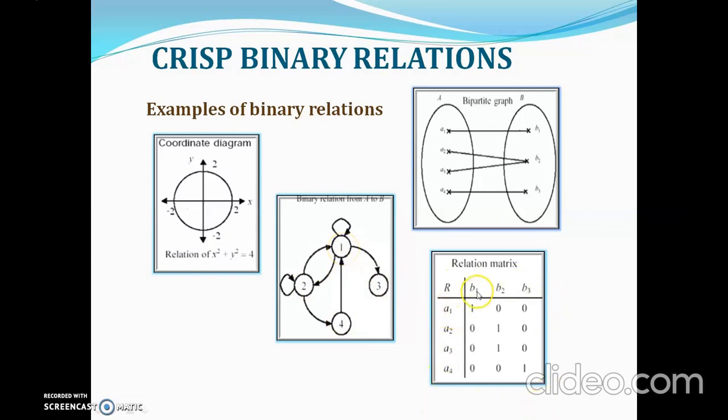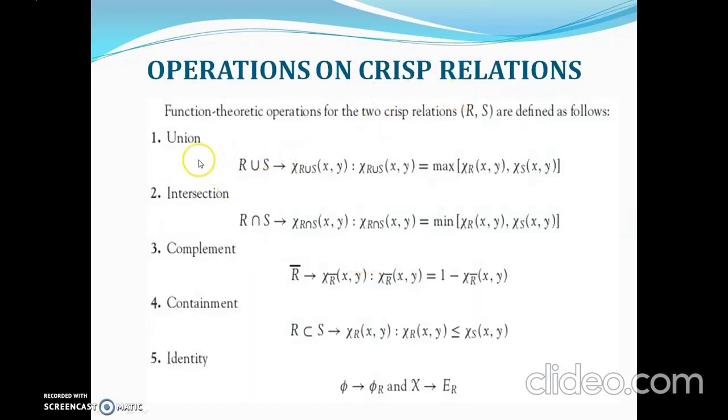So A1 is related to B1 in the B set. A2 is related to B2, represented by 1. A3 is related to B2, represented by 1. So either the sets have a relationship or they do not. If there is a relationship, we represent it by 1, otherwise by the value 0. We don't have any partial relationship in a crisp set, crisp relation. Operations are union, intersection, complement of the two relations, and containment relationship. We can go for identity.